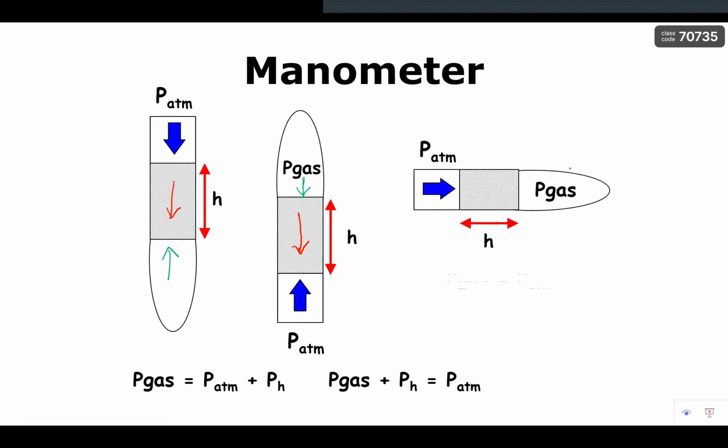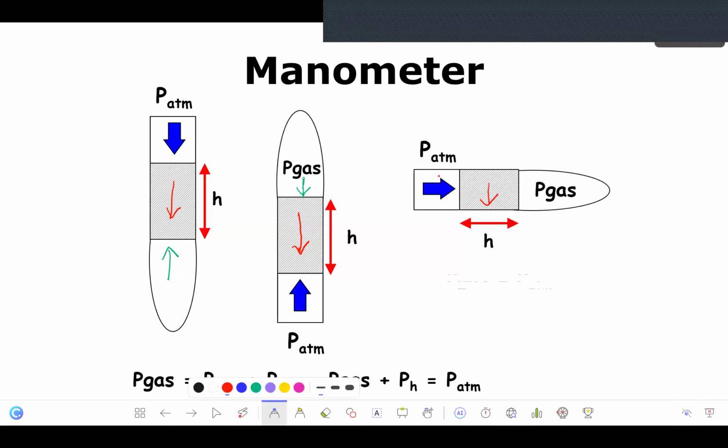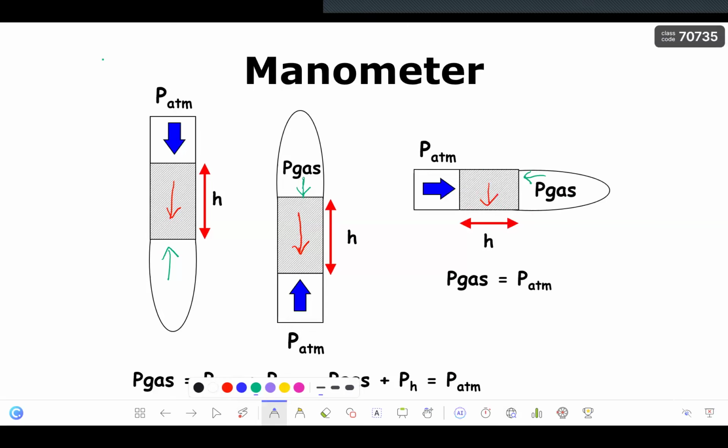But what happens if I put my tube this way? In this way, gravity is only acting downwards. So for this column of liquid, gravity is acting this way; it doesn't have any effect. In order for this drop of liquid to stay over here, the pressure of the gas will be equivalent to the atmospheric pressure. The pressure of the gas is pushing the liquid out, and atmospheric pressure is pushing the liquid in. That's all that matters. So pressure of gas equals atmospheric pressure.